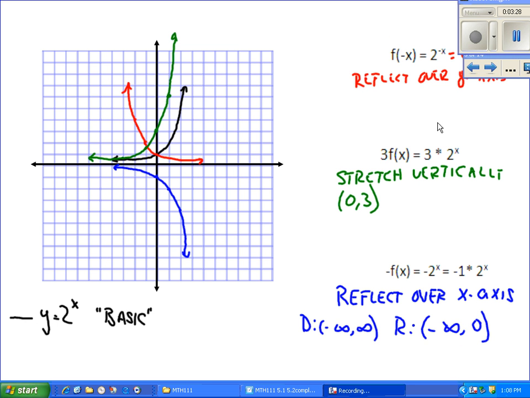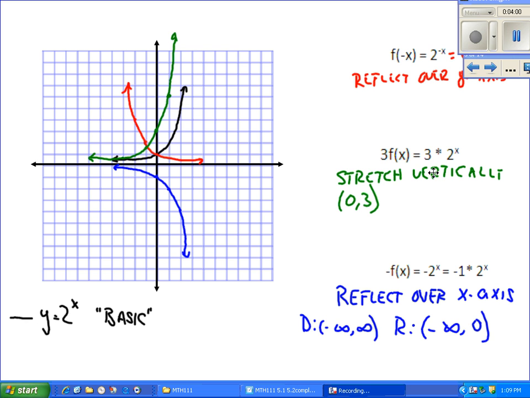A couple more transformations. Again, the black line here is my basic 2 to the x, and a little hard to see here, this is f of x is 2 to the negative x, which is going to reflect over the y-axis. That's my red line here. So the same graph flipped over the y-axis. And then let's look at the blue line next. Negative f of x, that's going to reflect it over the x-axis. There's my blue line here, all these points flipped over, which is going to change my range. My range is now from negative infinity up to, but not including, 0.